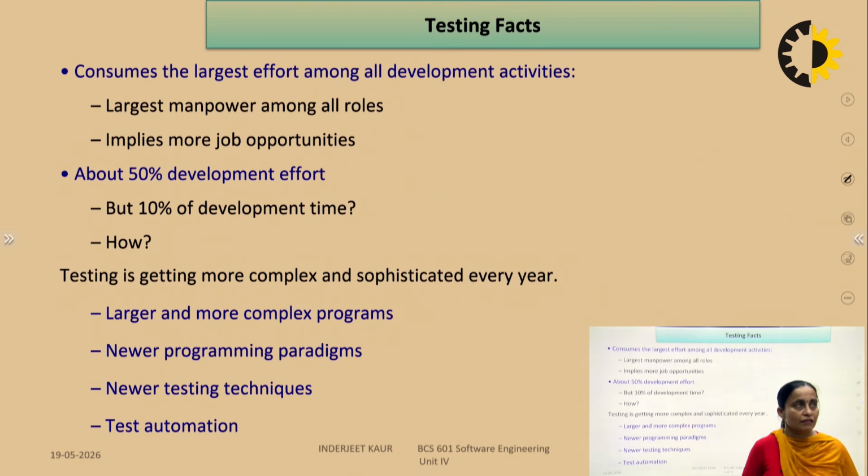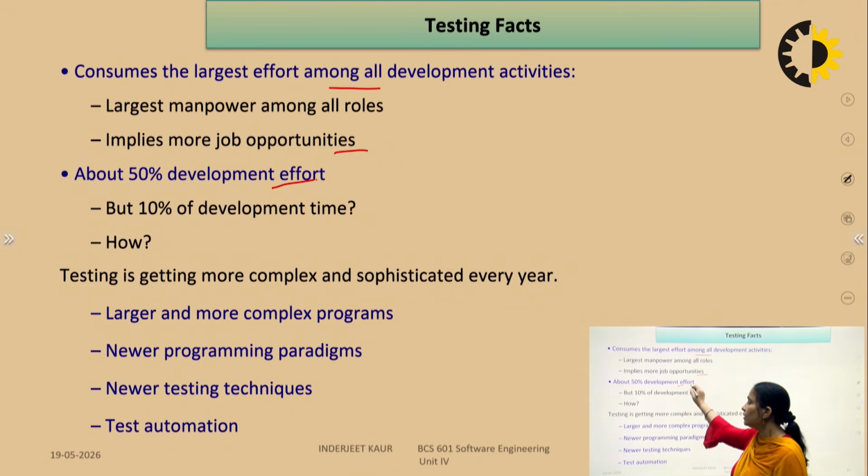There are different testing facets. Software testing consumes the largest effort, and we can do a master's in this subject only, in this branch only. It consumes a lot of effort among all the development activities defined during SDLC. So I require the largest manpower among all the roles during the software testing phase, and it implies more job opportunities. About 50% of my development effort goes into software testing.